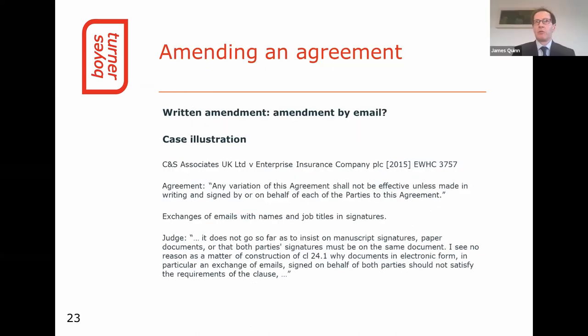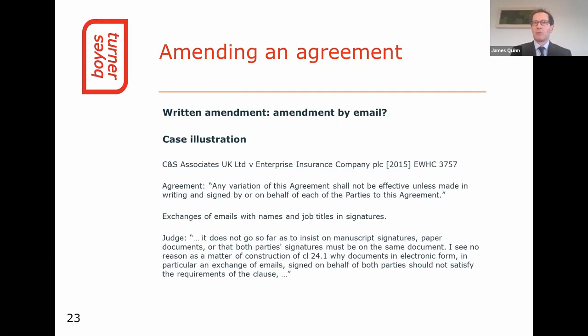So finally, we turn to the issue of amending agreements. The first of the two cases we'll look at dealt with amendments to a contract by exchange of emails. In CNS Associates and Enterprise Insurance, Enterprise provided motor insurance. CNS provided claims handling services to Enterprise under a claims management delegated authority agreement. One of the questions in the case was whether the agreement had been amended. As we see on the slide, the agreement provided that any variation shall not be effective unless made in writing and signed by or on behalf of each of the parties to this agreement.